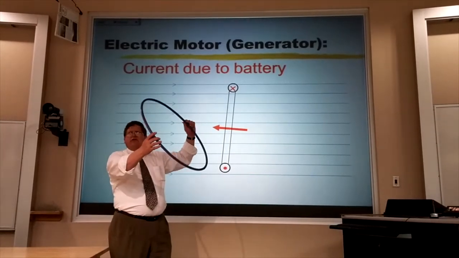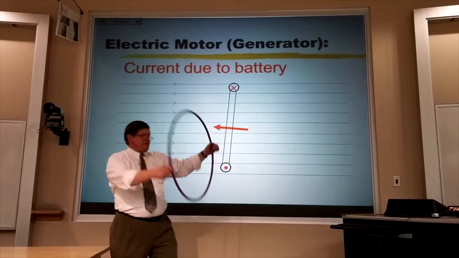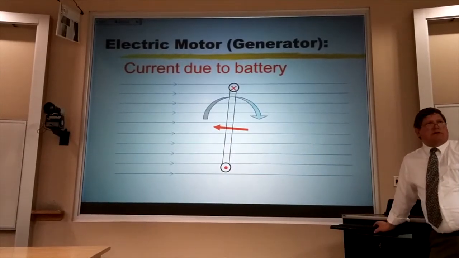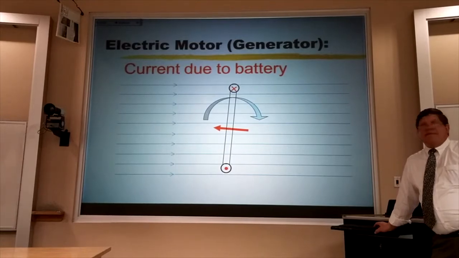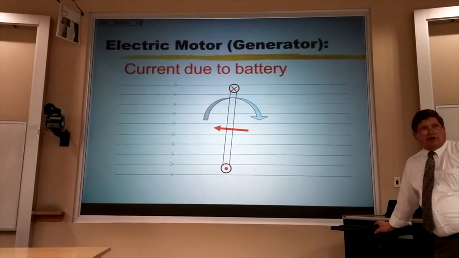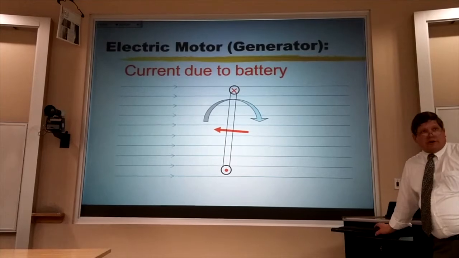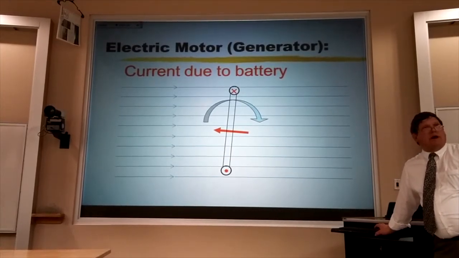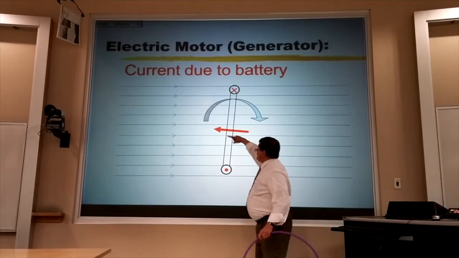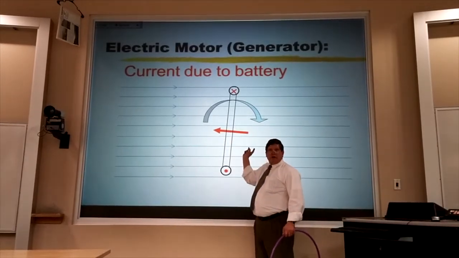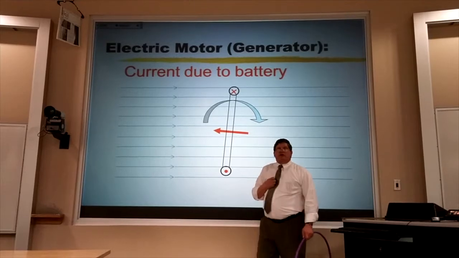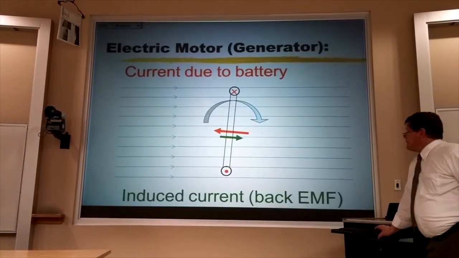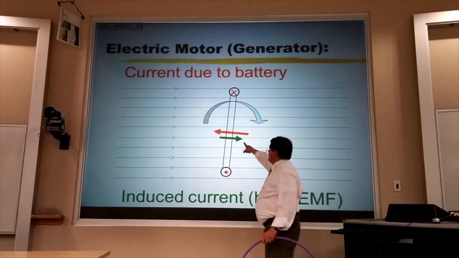But as soon as that loop starts to turn in the external magnetic field, suddenly I'm changing the number of field lines through the loop. And that's going to cause a second current, an induced current, and it's going to be in the opposite direction of the battery current. How do I know that? Because the battery current is trying to make it turn, and the induced current is trying to fight that turn. And so the induced current is going to give me a dipole in the opposite direction.